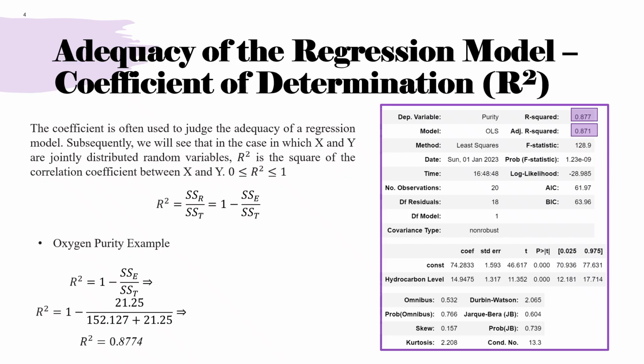In simple linear regression, R squared is directly related to the ANOVA decomposition. Specifically, it is defined as the ratio of the regression sum of squares to the total sum of squares, representing the fraction of total variation explained by the fitted regression line.